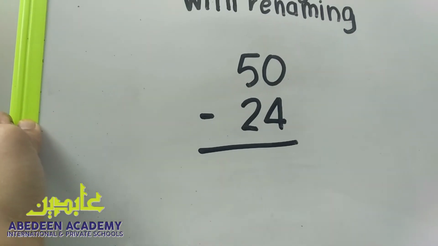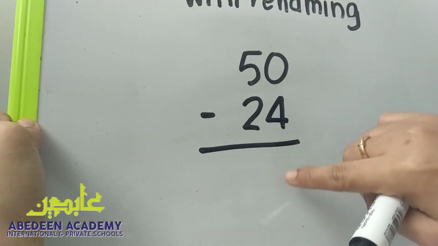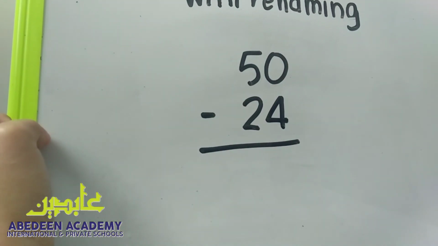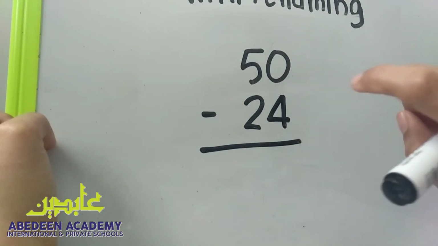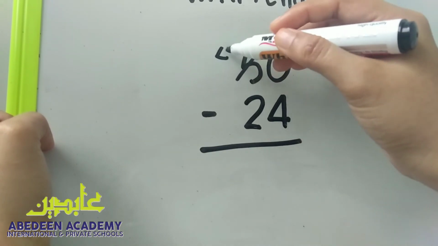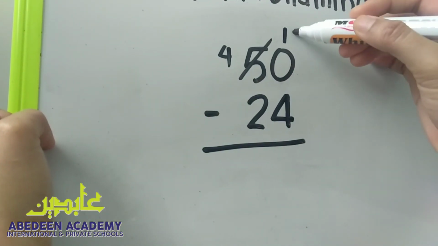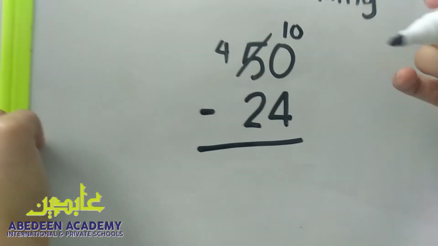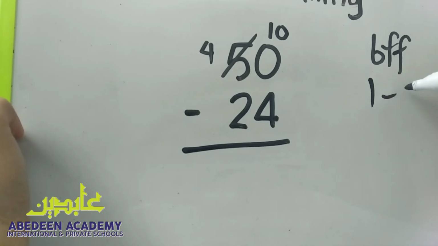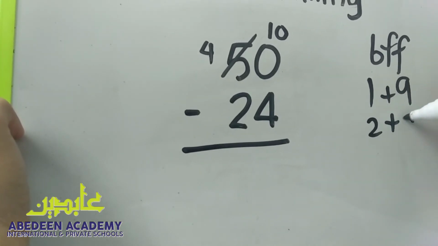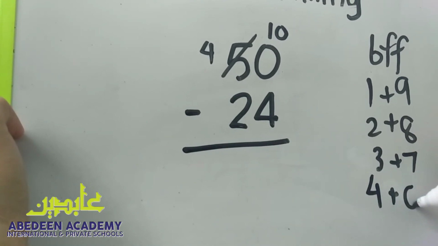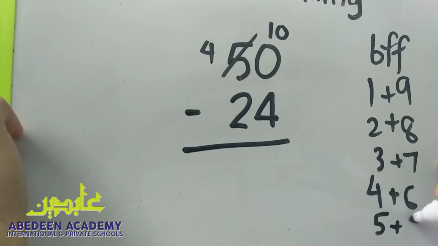Vertical method, right? You start with the ones first, and then you go to the tens. So 0, can you minus 4? This is nothing minus 4. Can you do it? Cannot. You have to borrow from here. So 5 becomes 4. 0 becomes 10. Now remember the BFF. Always remember your BFF. 1 and 9, 2 and 8, 3 and 7, 4 and 6, 5 and 5.